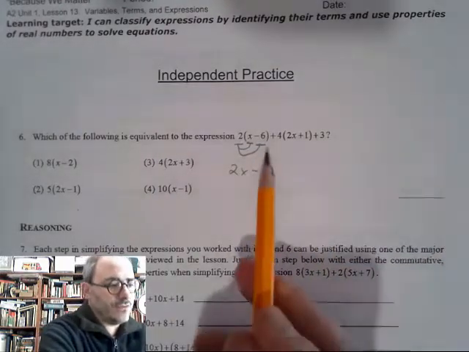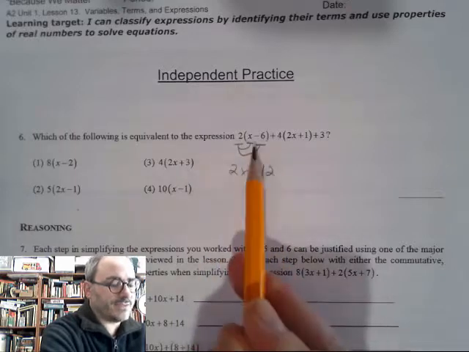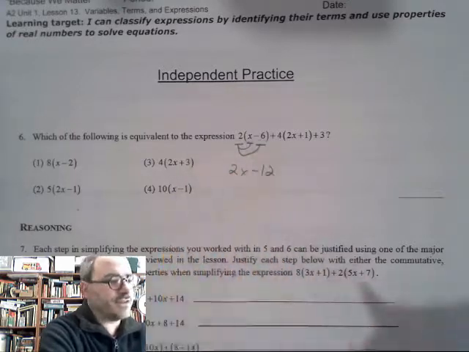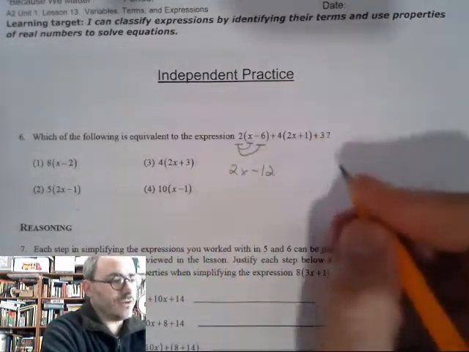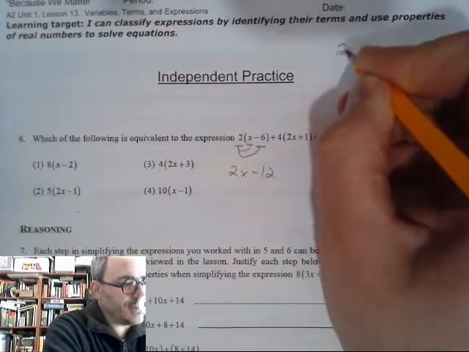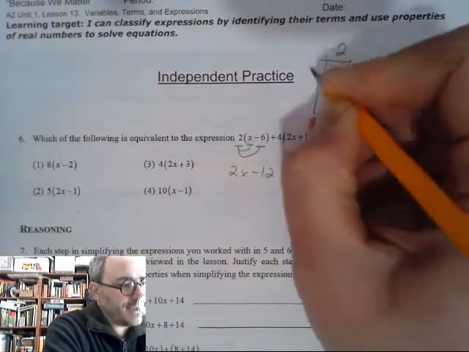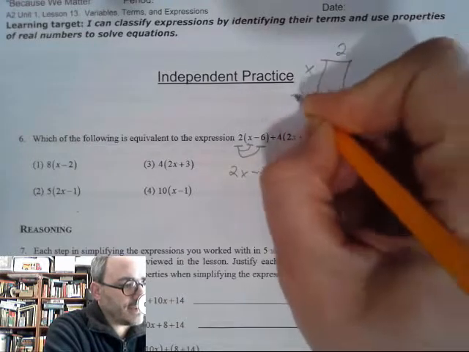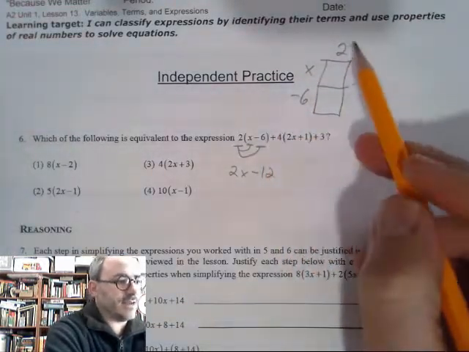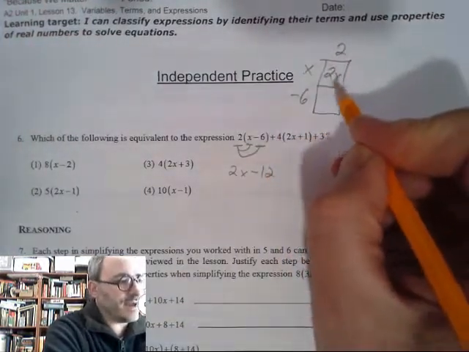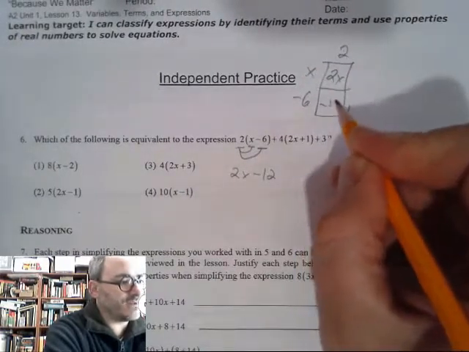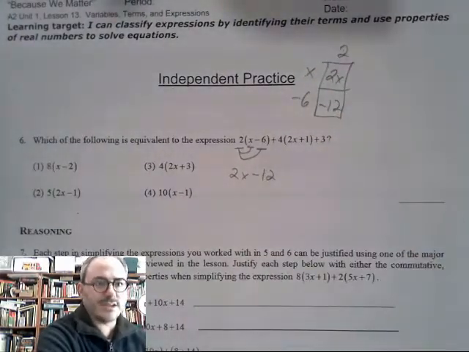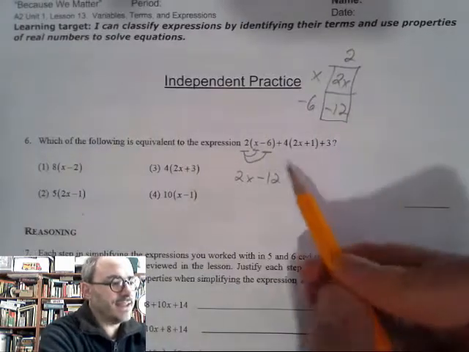Now, for those of you who don't like this method, this is what's called the FOIL method. I've also introduced to you the box method. So what you could do is say 2 here, create a box, and then you have x here and negative 6 here. And so now 2 times x is 2x. 2 times negative 6 is negative 12. You can write that out. That's a perfectly legitimate way of doing this.